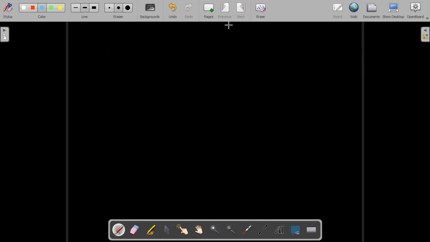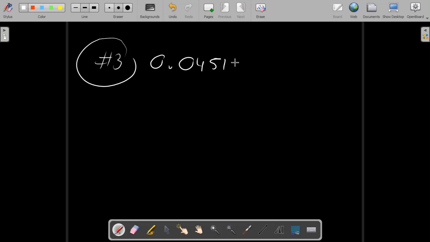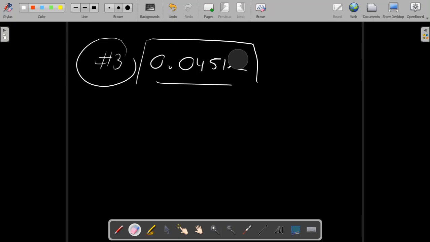Now, for number 3, the answer for number 3, because that's the next extra practice problem you needed to solve. So number 3, your answer should be 0.0451 liters. If this is the answer that you got, you're done, move on. If not, then watch to see how this is solved. I'm gonna try to make that L a tiny bit prettier. There you go. So how is this solved?